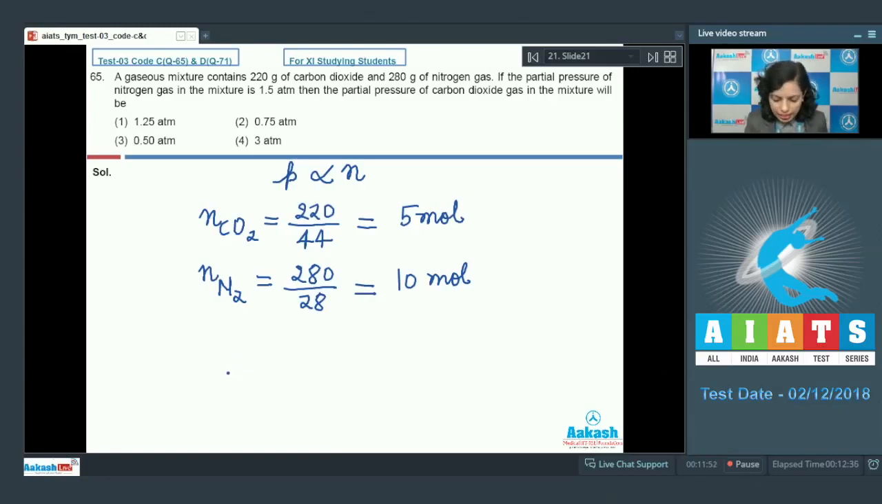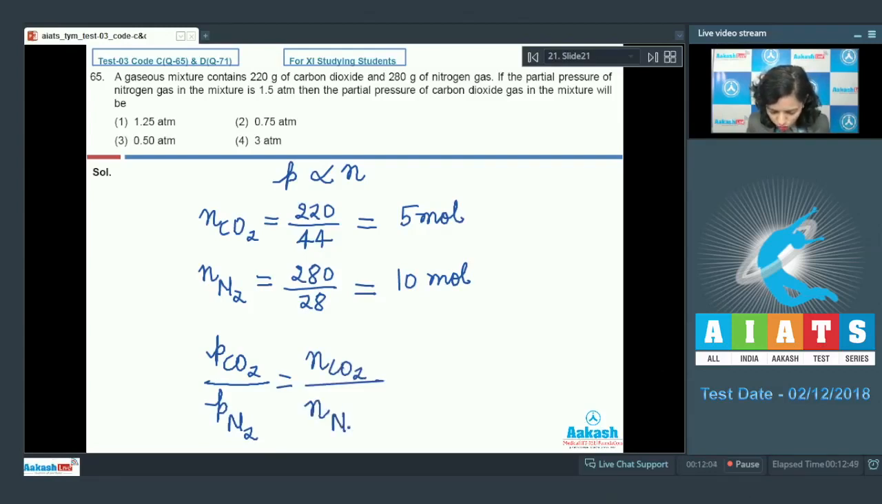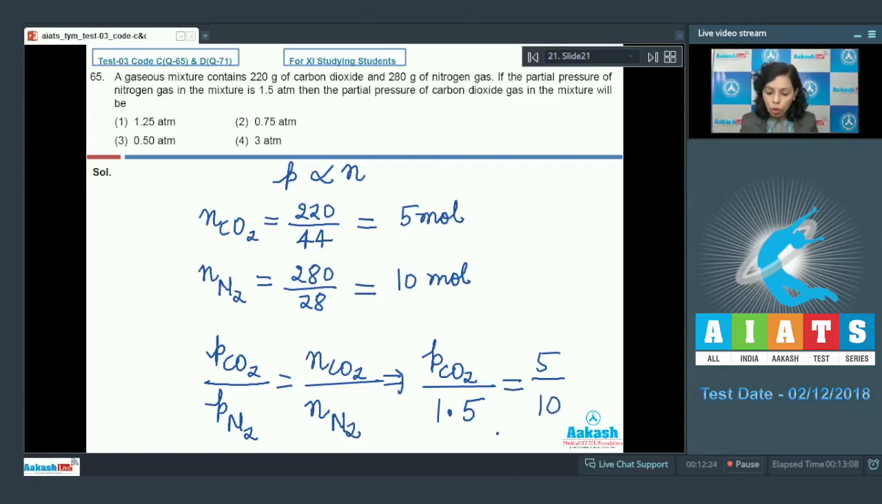And now let's consider it. The partial pressure of CO2 upon the partial pressure of nitrogen would be equal to the moles of CO2 upon the moles of nitrogen. So in this case, the partial pressure of CO2 we need to find out, divided by the partial pressure of nitrogen, that is given in the question, which is 1.5 atmosphere. That should be equal to the moles of CO2 we have calculated right now, 5 mole, divided by 10, those are the moles of nitrogen gas. So it would be 1 by 2.